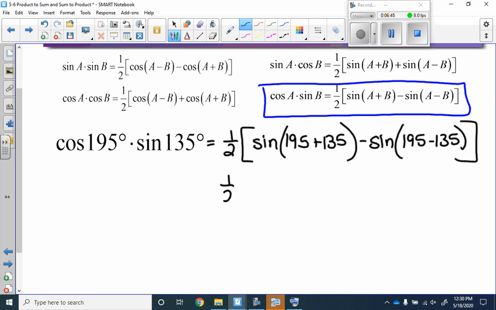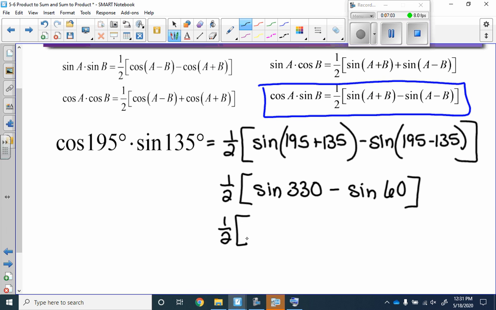Now, when I take 195 plus 35, we get the sine of 330. So that's on our unit circle. And then the sine of 195 minus 135 gives us 60. So now you can evaluate this. The sine of 330 degrees is negative 1/2. And then the sine of 60 is the square root of 3 over 2.